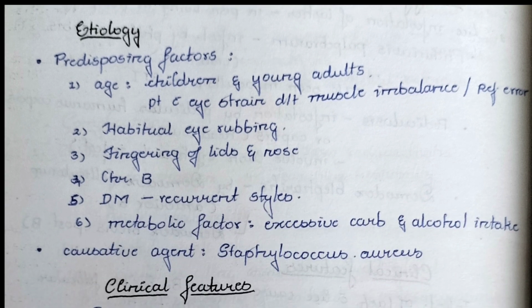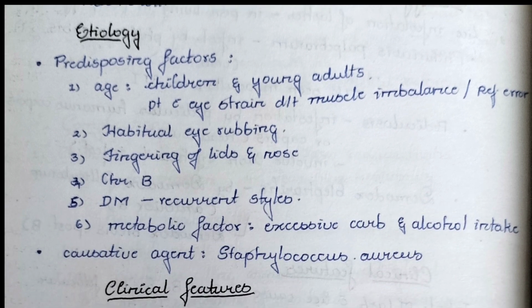Now coming to the etiology of external hordeolum, the predisposing factors are age: it most commonly occurs in children and young adults. Patients with eye strain due to muscle imbalance, refractive error, habitual eye rubbing, fingering of the eyelids and the nose, chronic blepharitis, and diabetes mellitus. In patients with diabetes mellitus there is recurrent stye formation because of immunosuppression. Next is metabolic factors, that is excessive carbohydrate and alcohol intake. The causative organism is Staphylococcus aureus.